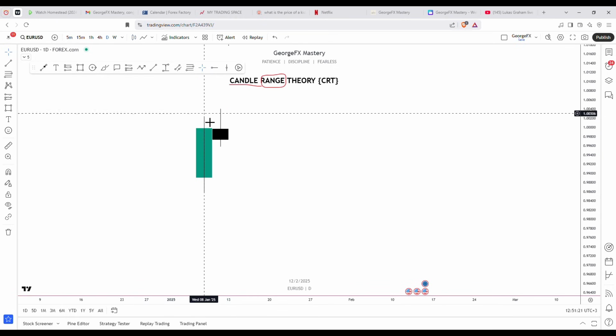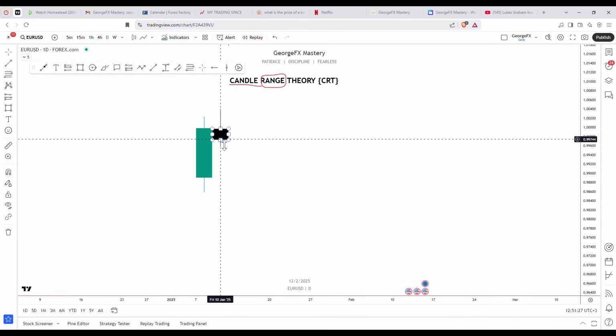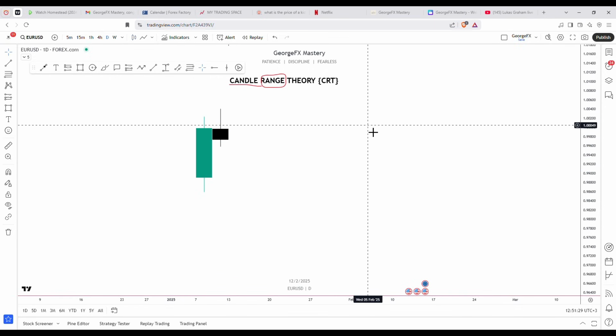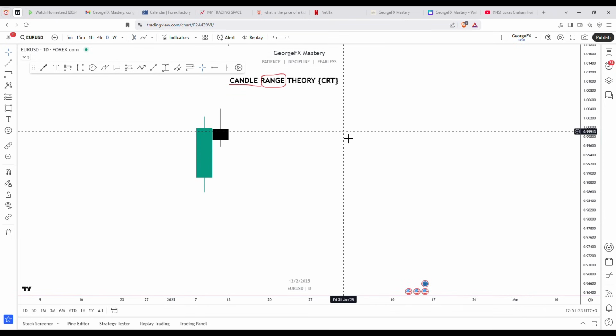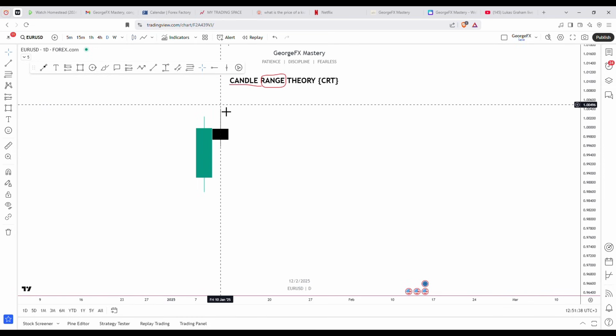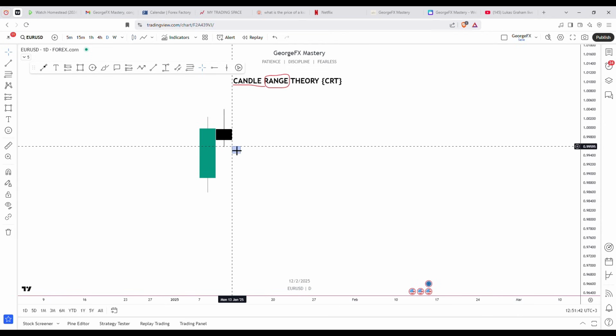So that is going to be our bullish candle, and we're gonna make it green. And then this is going to be our bearish candle. You can see it's going to be a black candle. So this green candle is now the candle that you're going to be trading, the candle that is going to create for us the buy side liquidity and the sell side liquidity.